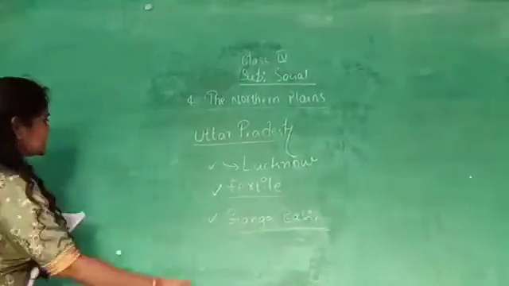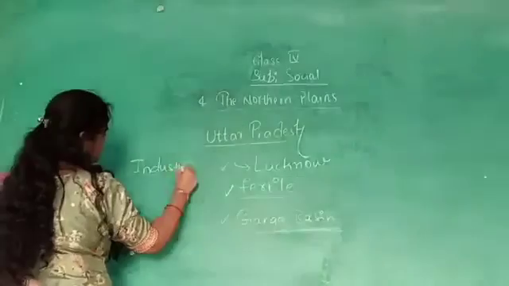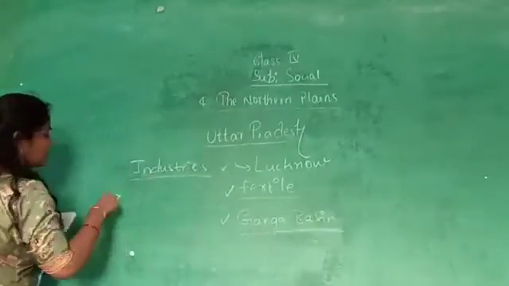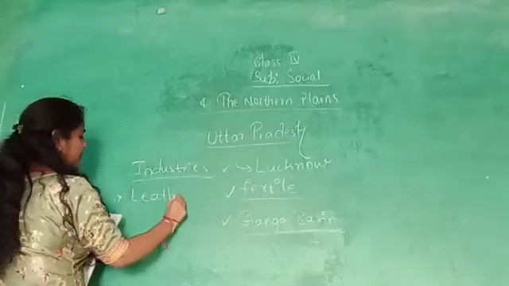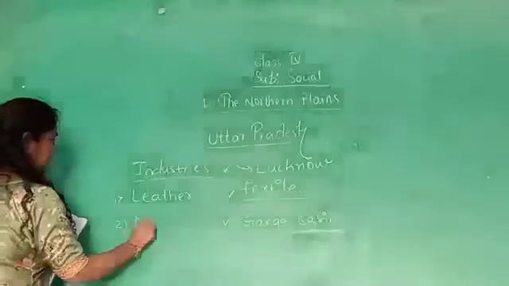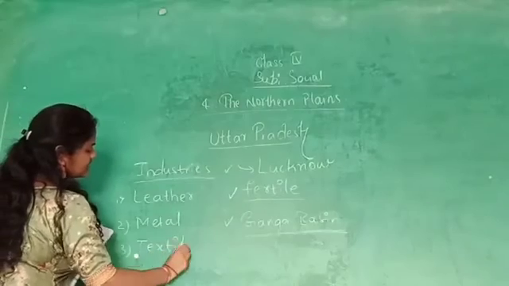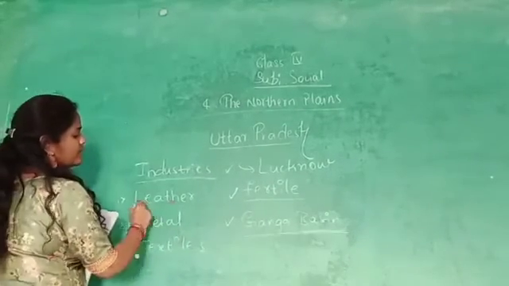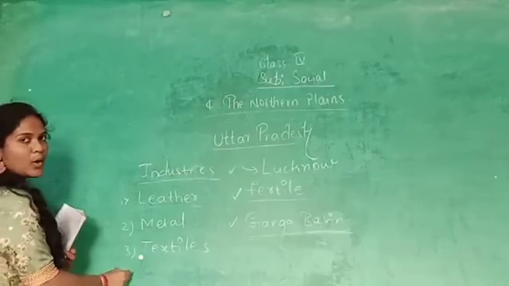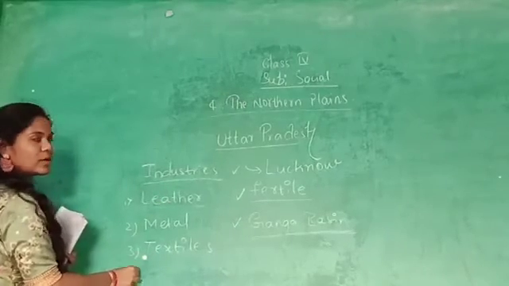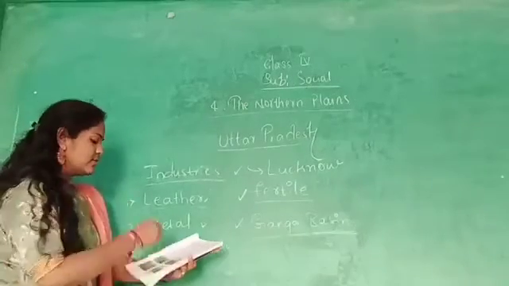What are the industries based in Uttar Pradesh? Industries are nothing but factories. Which industries are there in Uttar Pradesh? Leather, metal, textiles. Textiles is nothing but clothing. Leather means this type of clothing. So these are the important industries based in Uttar Pradesh: leather, metal and textiles.